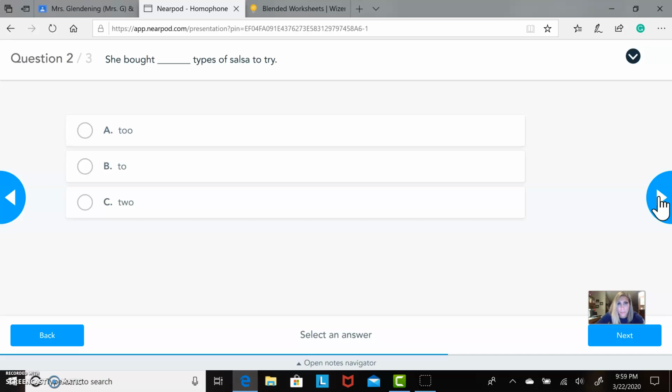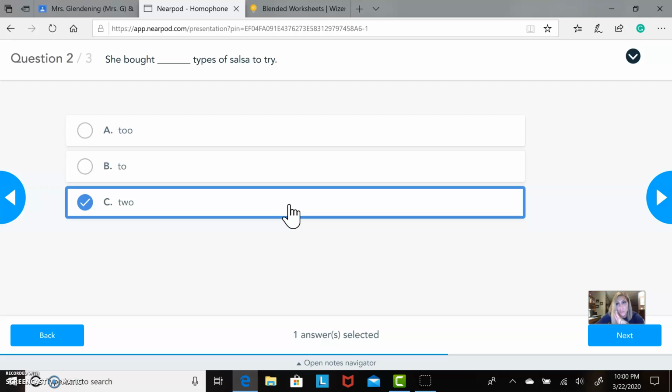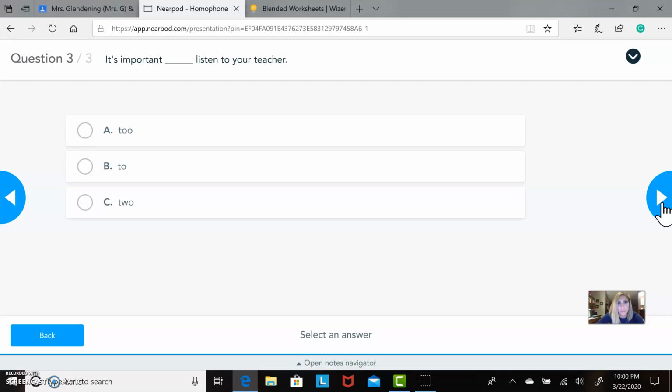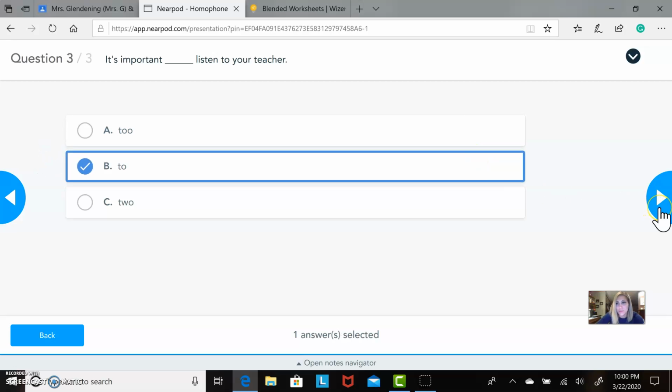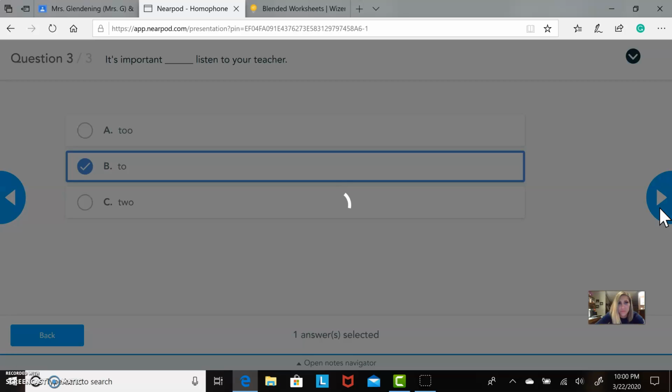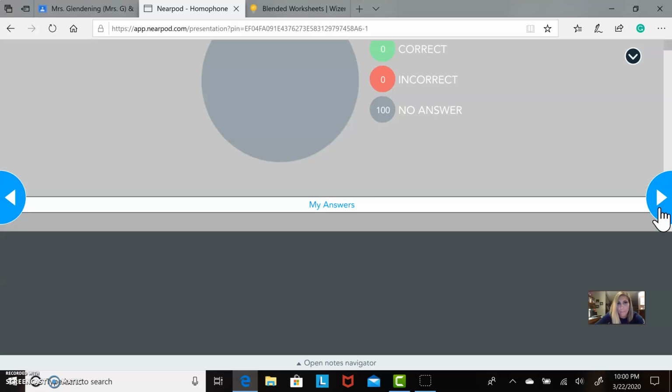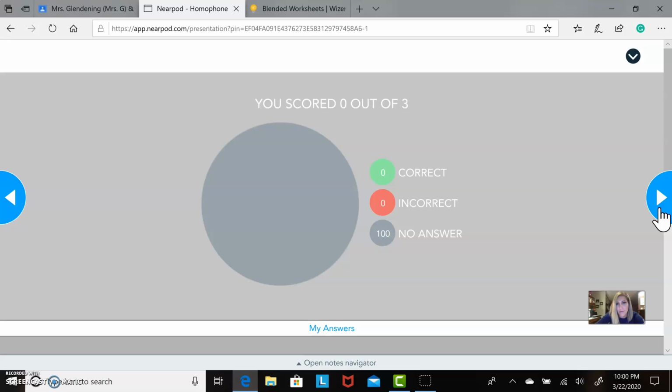And then she bought blank types of salsa to try. A, T-O-O, B, T-O, C, T-W-O. And two, the number. She bought two types of salsa to try. It's important to listen to your teacher, and it's that two, it is C.